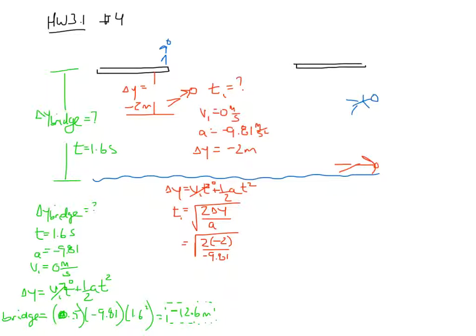All right, so 2 times negative 2 divided by negative 9.81. We'll take the square root of that. And that gives us time 1 equals 0.63 seconds. All right, so that's your time to drop down that first 2 meters right there.